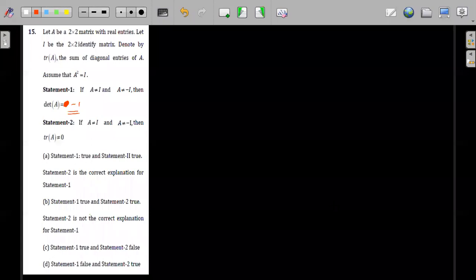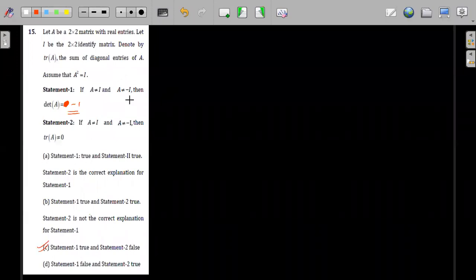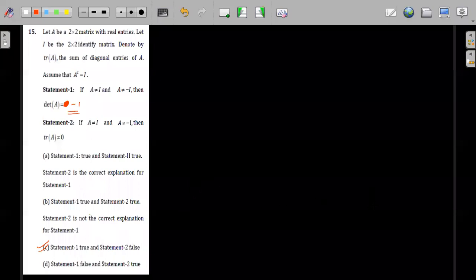Okay, fine. So see, they have given, yeah, D is correct. D, C is correct. Okay, fine. Just check for determinant of A is equal to -1. I'll give you 2 minutes. Just check for this.